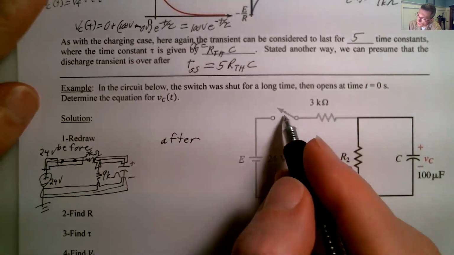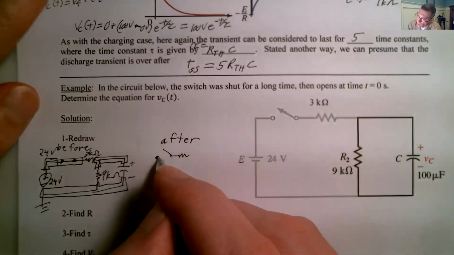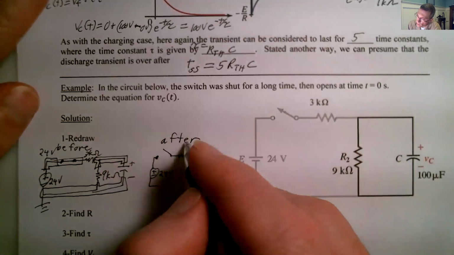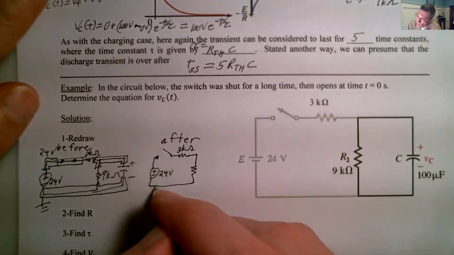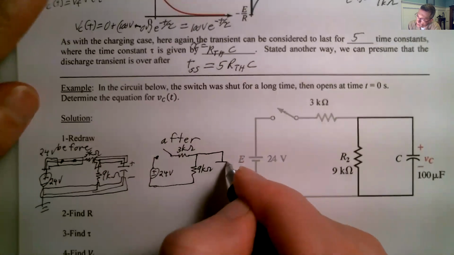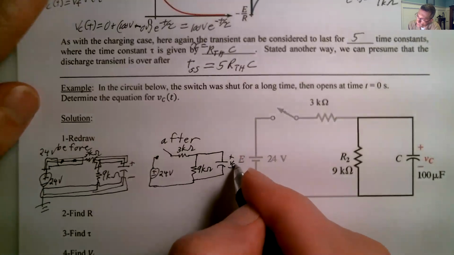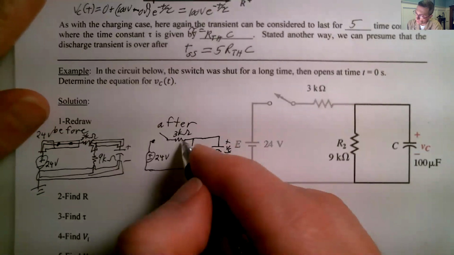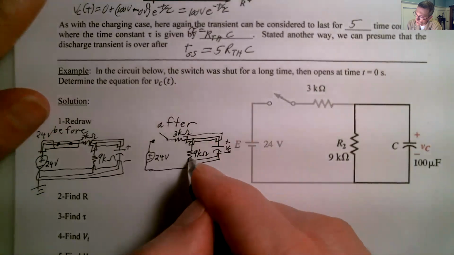After, the switch opens. What does that mean? Well, if the switch is open, this source is no longer in the circuit, and this 3 k ohm is not impacting what's going on with the capacitor. So we've got 9 k ohms, and this one is VC of t. So after. Okay, so this is what it looks like after.